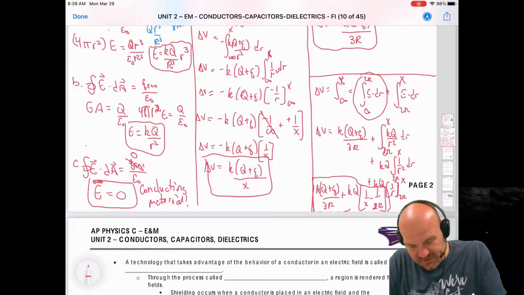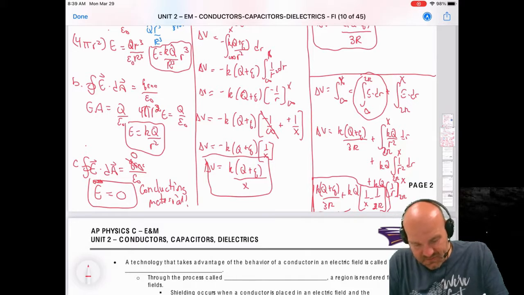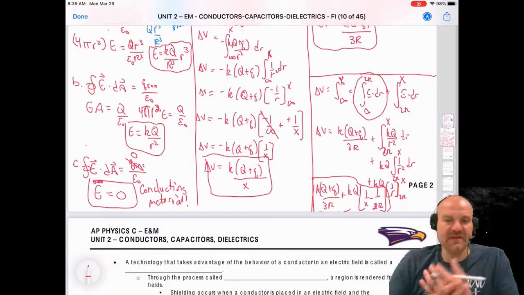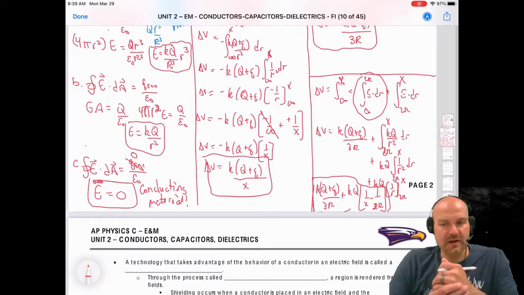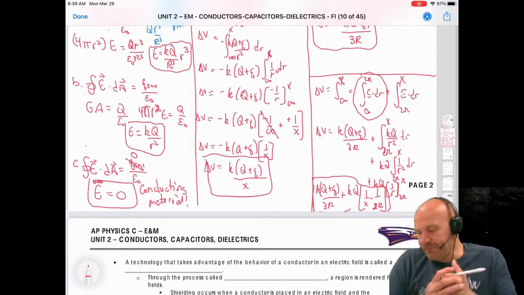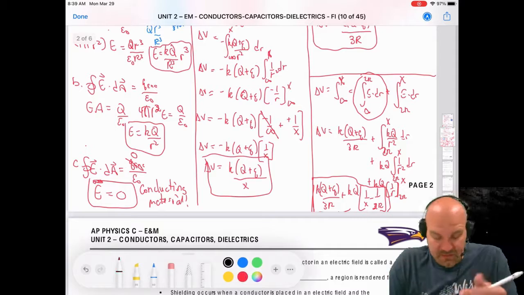Okay, so this one's a little bit more, not necessarily more involved, because again, the integral is going to be the same. The answer is going to be 1 over r, or negative 1 over r. And then you just simply add that term to it.